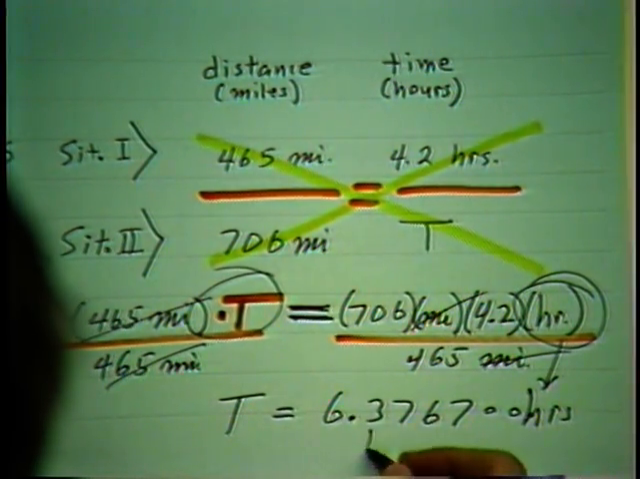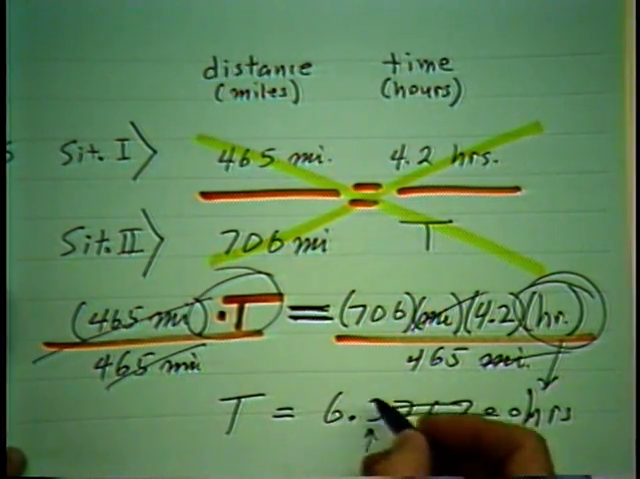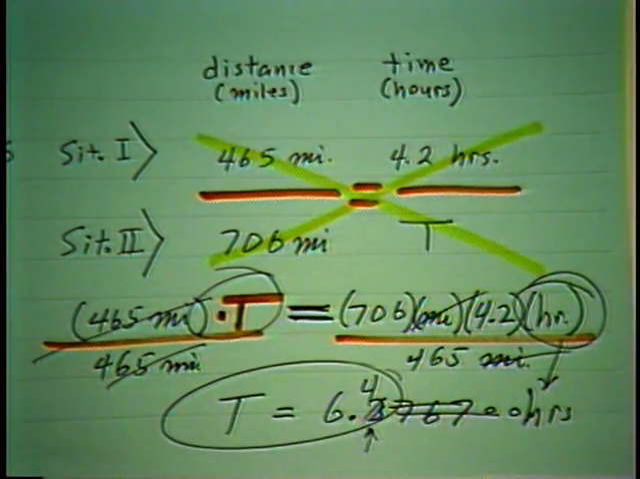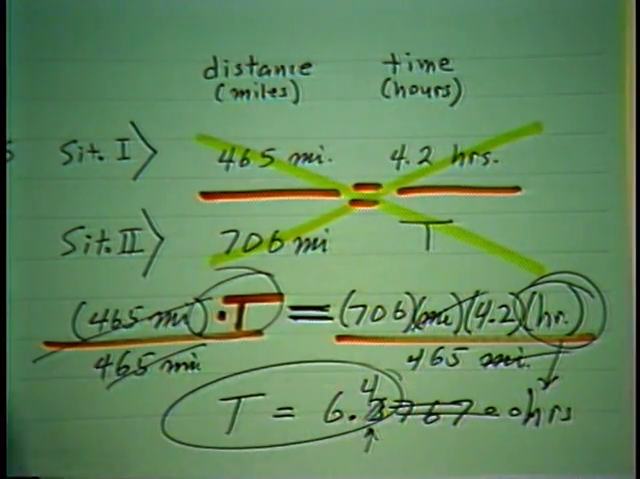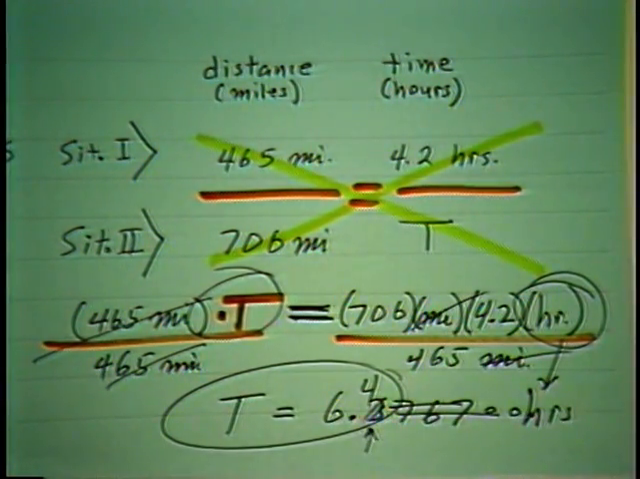So there's my tenth. The digit next to it is 5 or more, so I add 1 to this. So the time is 6.4 hours to drive 706 miles. It might seem complicated, but once you work 2 or 3 problems, repeating the rules to you as you go, you'll find it's a very simple procedure.